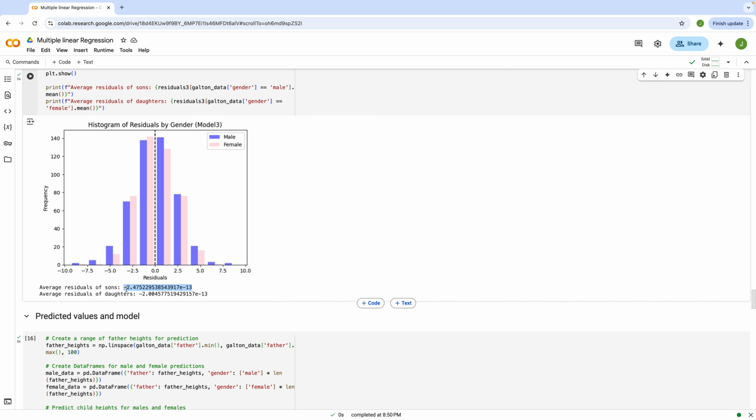For sons, it's minus 2.4, but notice this is times 10 to the minus 13th. That might as well be 0. Same thing for daughters. So basically no error on average.